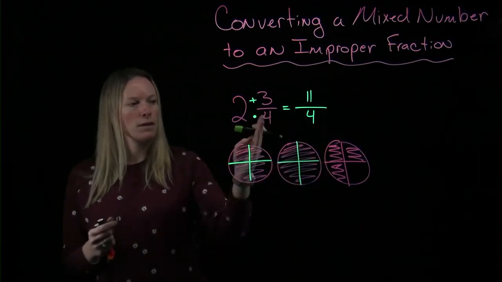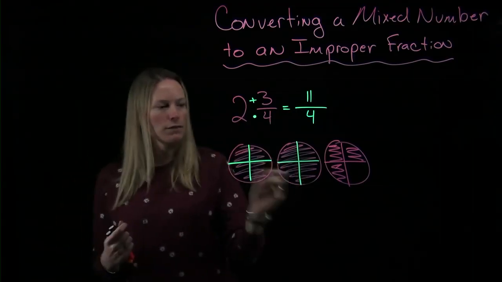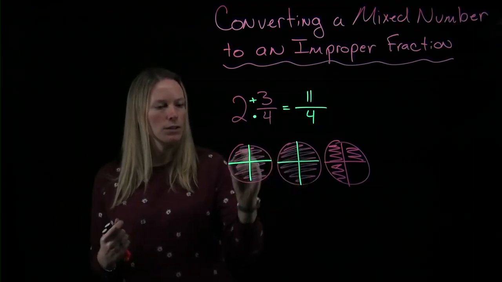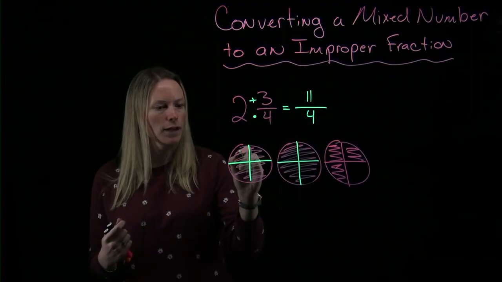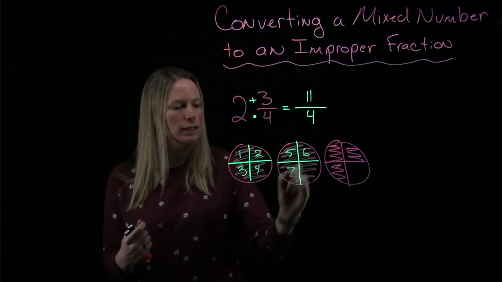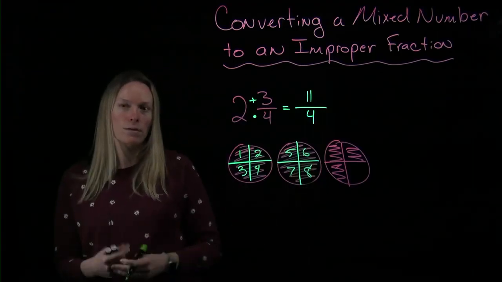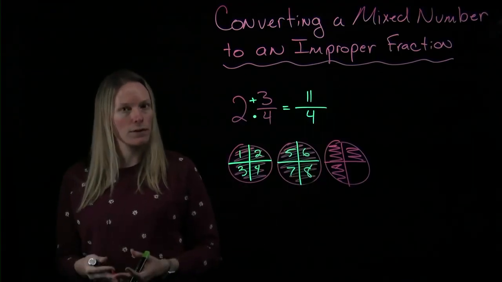Well, if I think about a 4th in my whole numbers, how many 4ths do I have? So when I'm multiplying 4 times 2, I know that I'm getting 8. So now that I've divvied up my 2 wholes into 4ths, I end up with 1, 2, 3, 4, 5, 6, 7, 8. I have 8 4ths. In other words, 8 copies of 1/4.